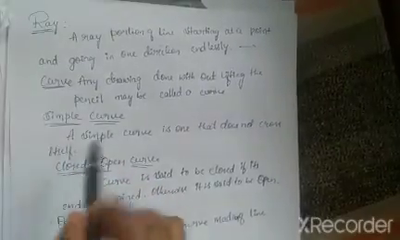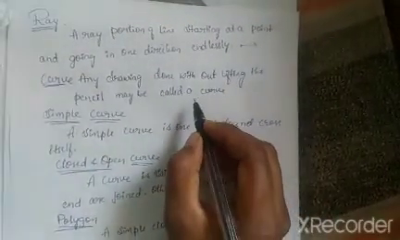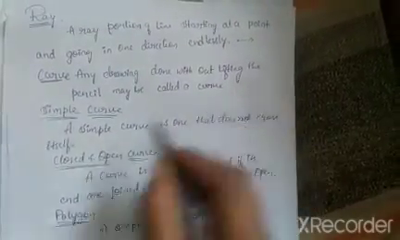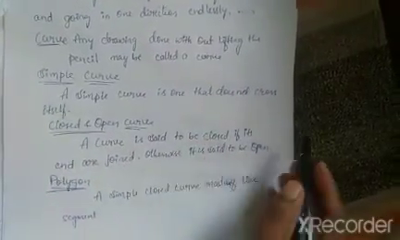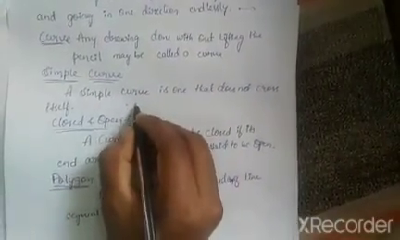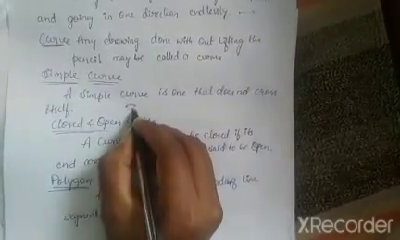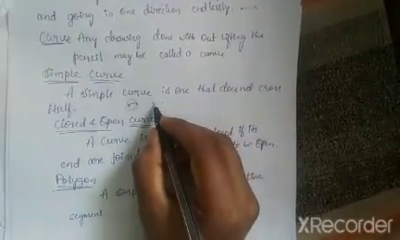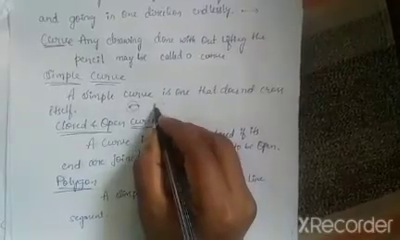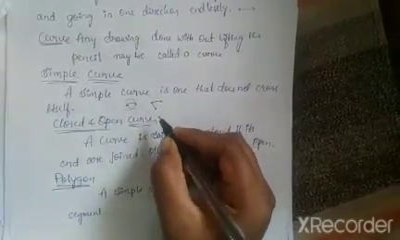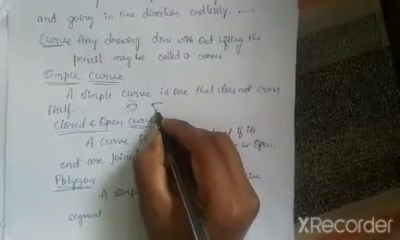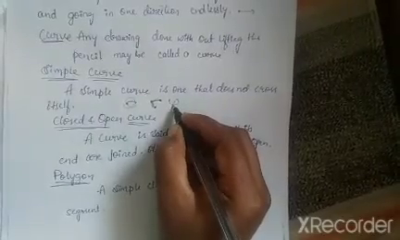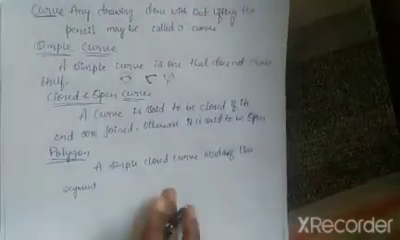Curve. A curve is a line drawn without lifting the pencil. Simple curve: a simple curve is one that does not cross itself. If you can draw a line between 2 points A and B, suppose this is a simple curve, so it does not cross itself. Suppose I take this one, it is not a simple curve because it crosses at some point.